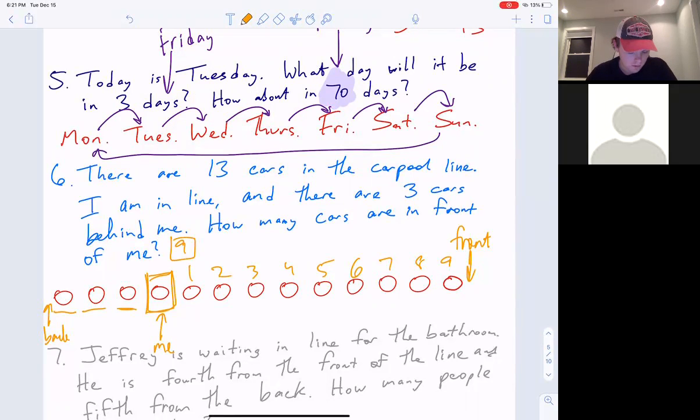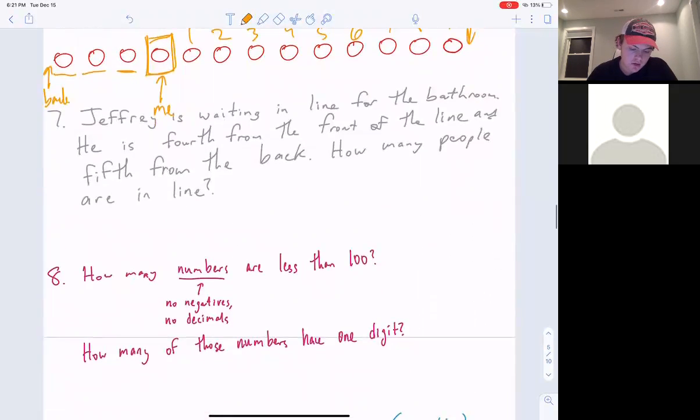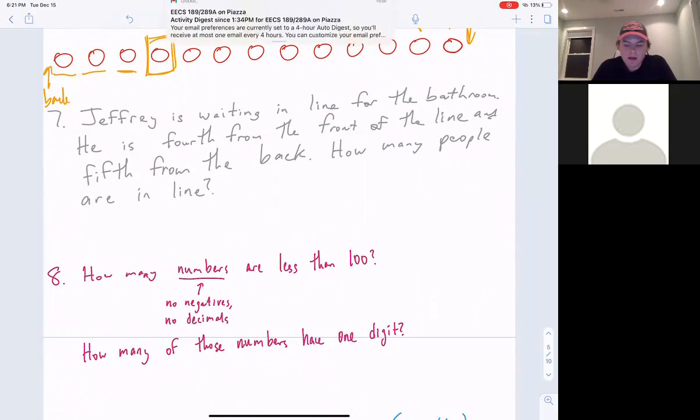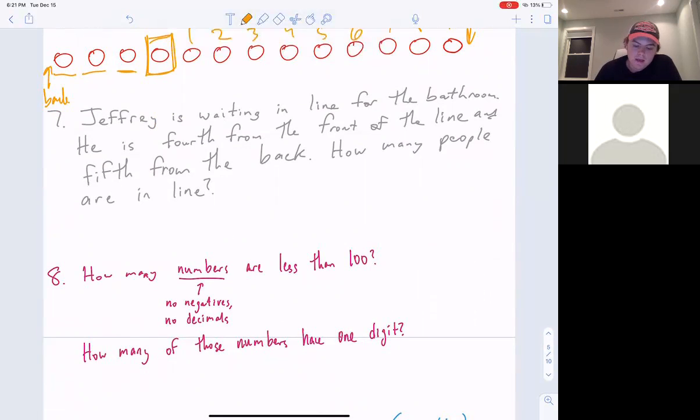All right. Question 7. Jeffrey, not me. Jeffrey is waiting in line for the bathroom. He is 4th from the front of the line and 5th from the back. How many people are in line? Okay, so this one is like question 6, but it's a little bit trickier. All right. So let's see if we can draw this line.